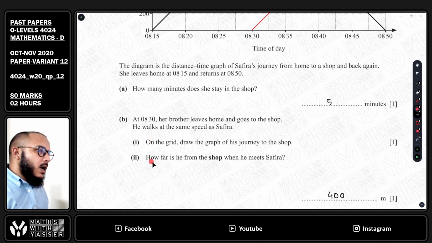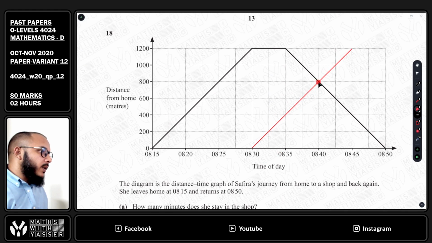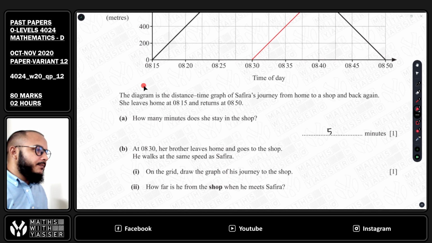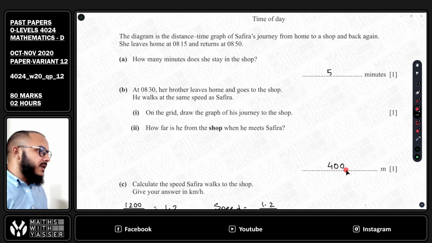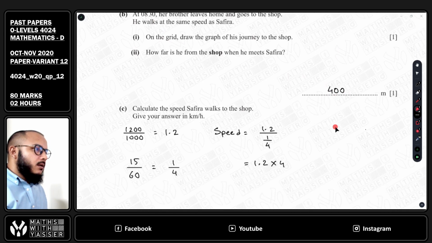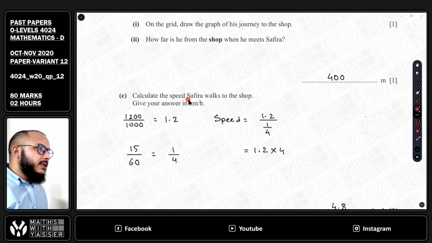Sorry, the question says, how far is he from the shop when he meets Safira? So this is the point where they meet. And when they meet, the question says, how far is he from the shop? So right now, when he meets, he is at 800 meters and the shop is at 1200 meters. So the distance from the shop is 400 meters. Hence, the answer is 400 meters. Then it says, calculate the speed of Safira when she walks to the shop. Give your answer in kilometer per hour.